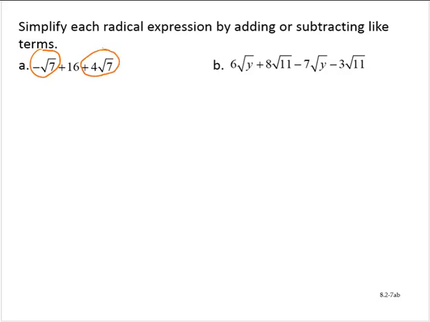And so I can combine those, remembering that we think of that as being a negative 1 times the square root of 7. And so I can write, well, negative 1 plus 4 is 3. I can combine those to 3 times the square root of 7, and then I'd have a plus 16.